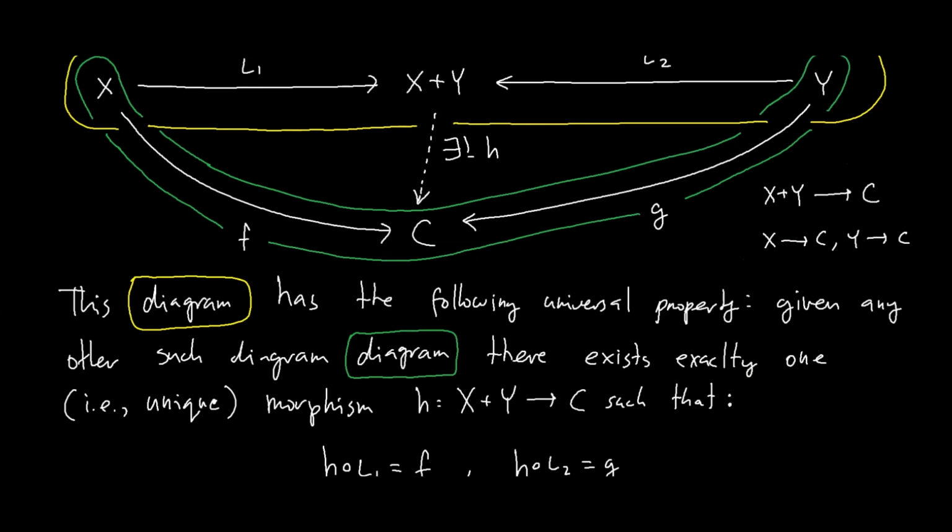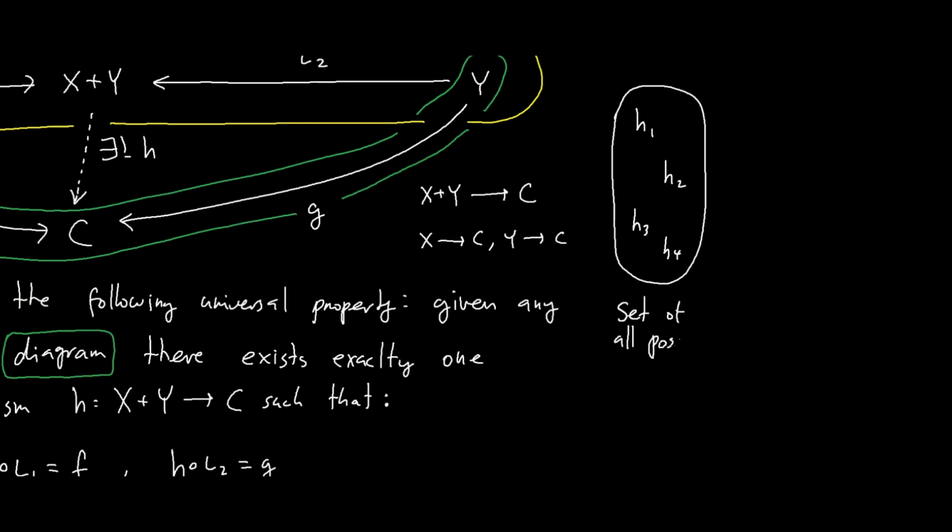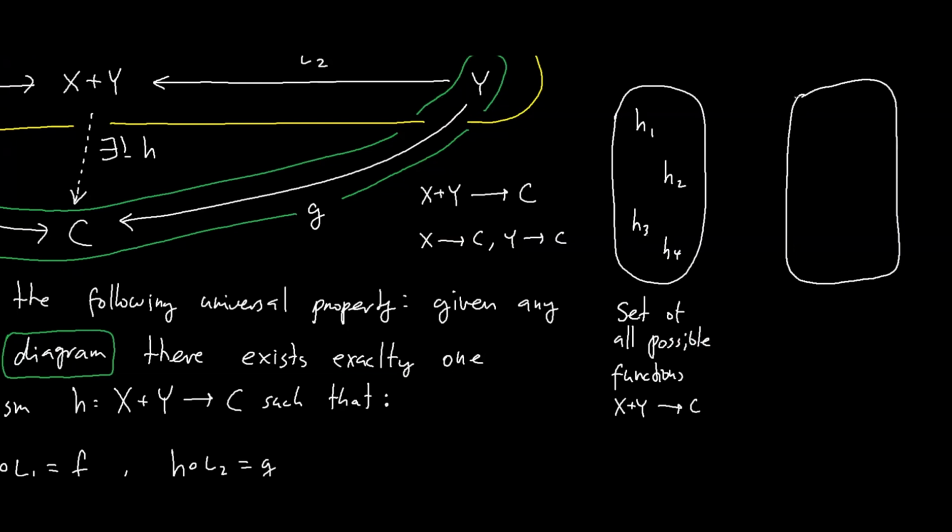So what are we saying here? If I draw it on the side, imagine I've got a bag here, a bag of all possible h's. So there's h1, there's h2, there's h3, there's h4. They are just the set of all possible functions from x plus y to c. On the other side, let's take a bag of all possible pairs of functions. f, g is there as a pair, f prime, g prime is there as a pair, and so on.